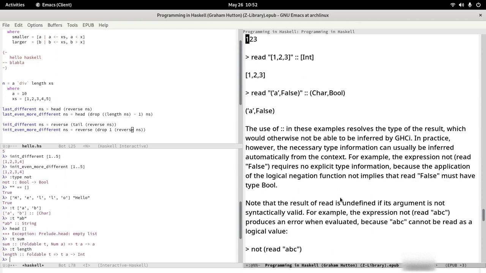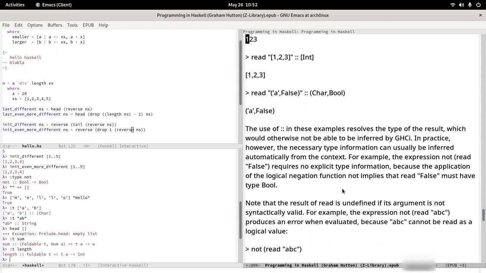The use of "::" in these examples resolves the type of the result, which would otherwise not be able to be inferred by GHCi. In practice, however, the necessary type information can usually be inferred automatically from the context. For example, the expression not (read "False") requires no explicit type information because the application of the logical negation function not implies that the read result must have type Bool.